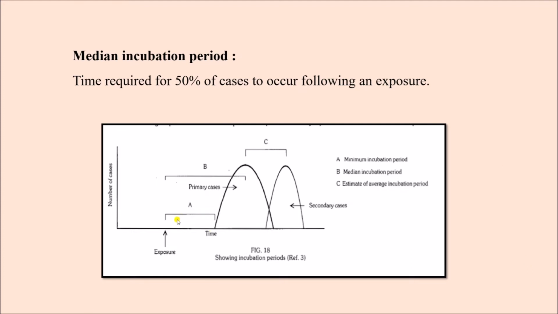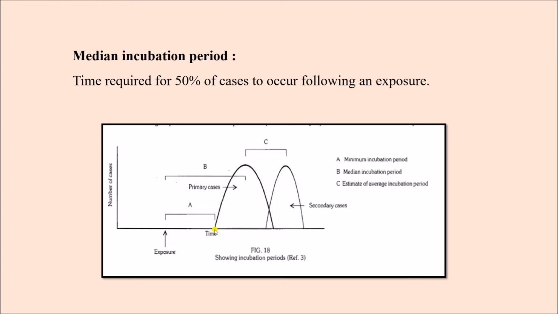Here is an example. This is when a group of people are exposed to a particular organism. After a certain period of time, the first case appears. As time goes by, the number of cases increases and it reaches the peak here, and then it keeps on declining until it reaches 0. So this is when the first case appears. For this person, the incubation period is the minimum one or the least one. So this is the minimum incubation period, this time gap between exposure and onset of clinical feature in the first person.